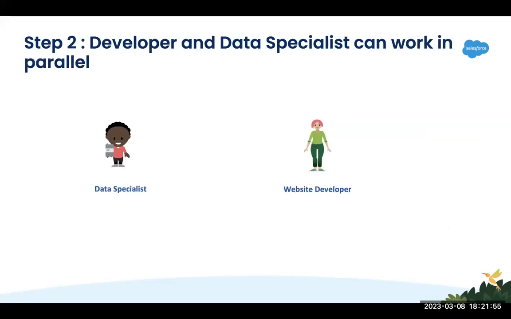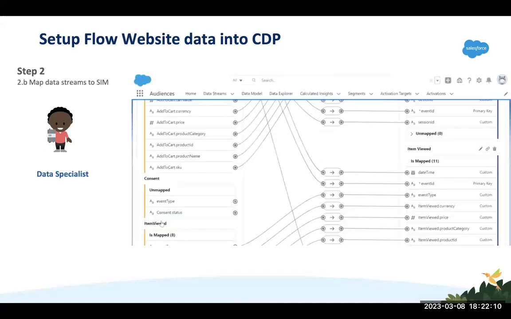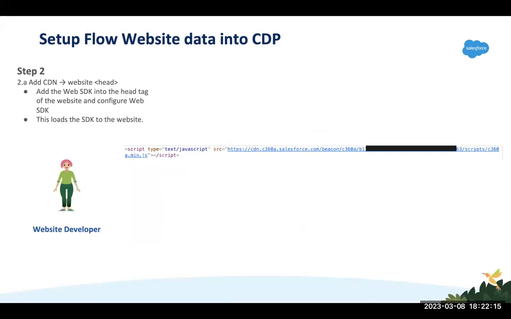Once this is done, you can go and start creating a data source. Once you've done the data source, step 2 is that the data specialist is going to create a data stream. You can click on data stream, then choose the respective fields and the events, and then map the schema, the website data, into your CDP typical data model. And then you can set up the flow of data into CDP, because you should know the behavior of the data flowing from your website to data cloud.